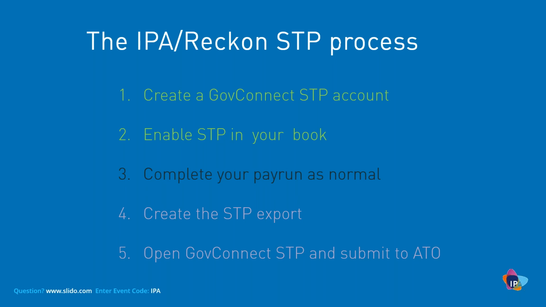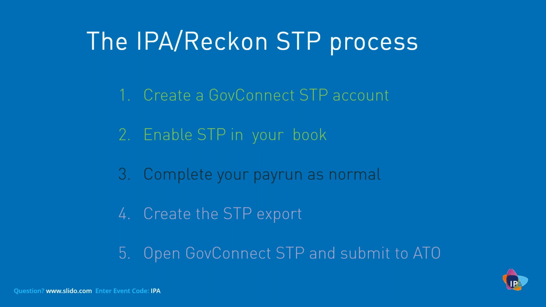The IPA Reckon STP process can actually be broken down to just 5 steps. The first step, of course, is to create the GovConnect STP account. The second will also entail setting up the authentication for users. After that, we'll need to enable STP in your book and make some minor configurations. These 2 steps are sort of like an overhead thing. You only really need to do them once, or when major changes happen, like new employees coming on board. But generally, it is a one-off step.